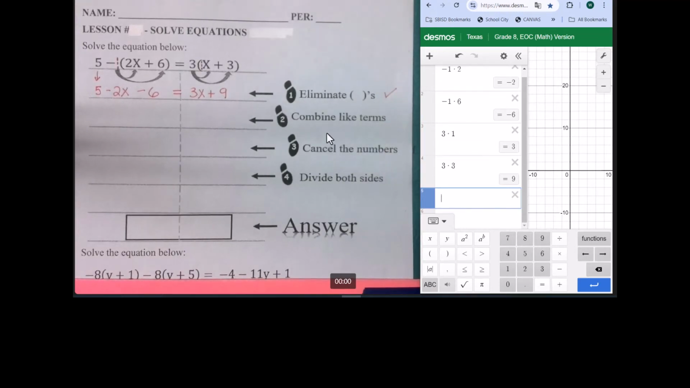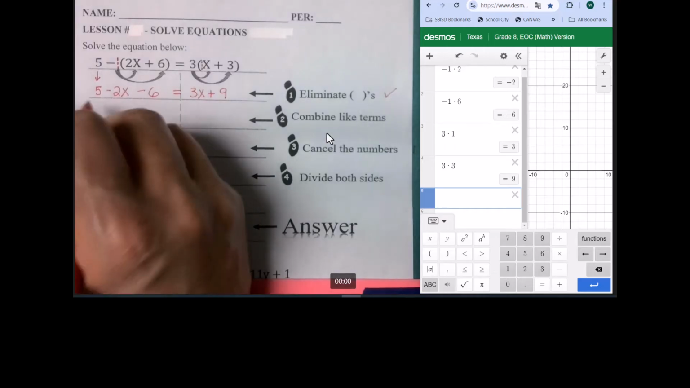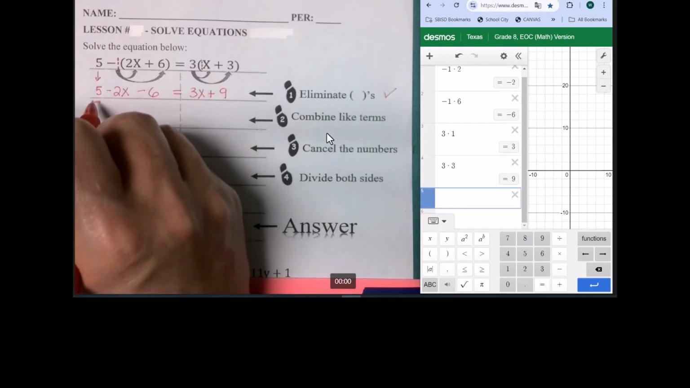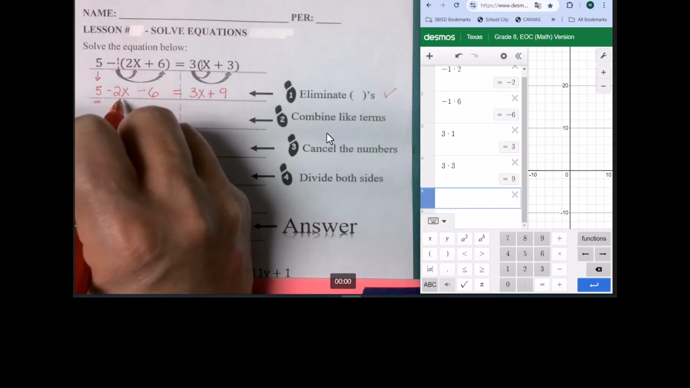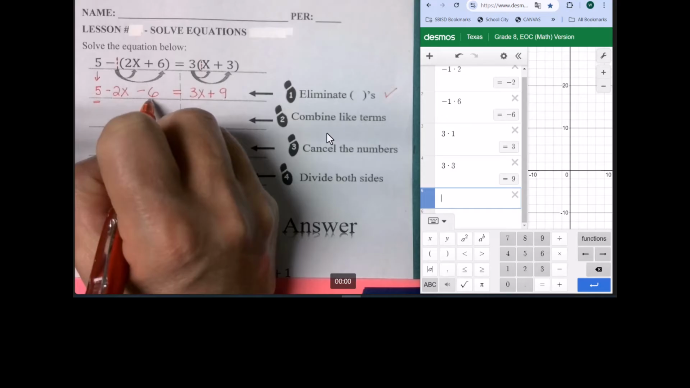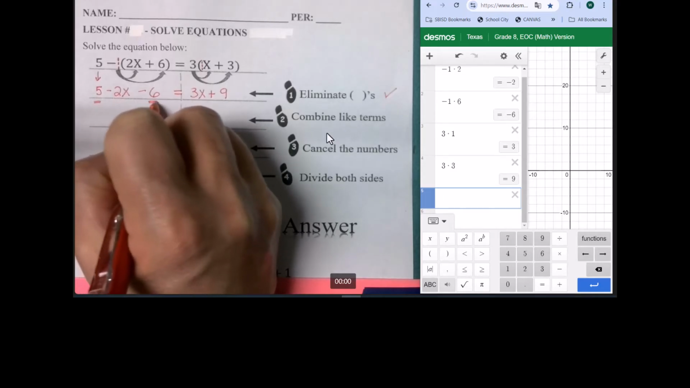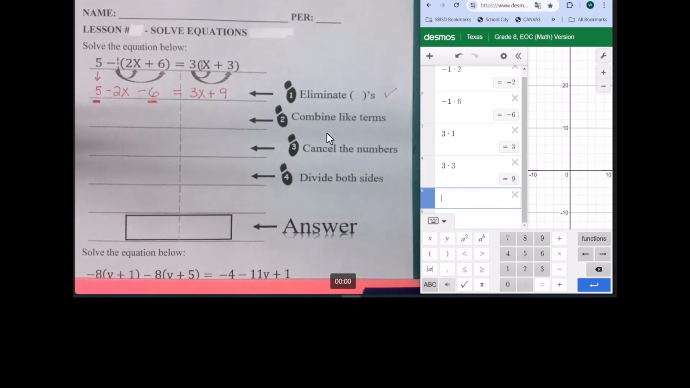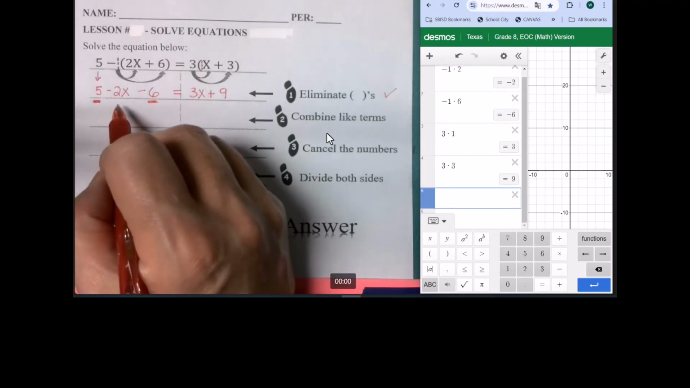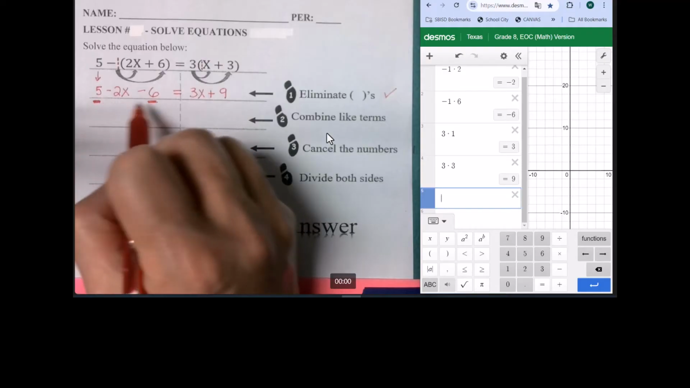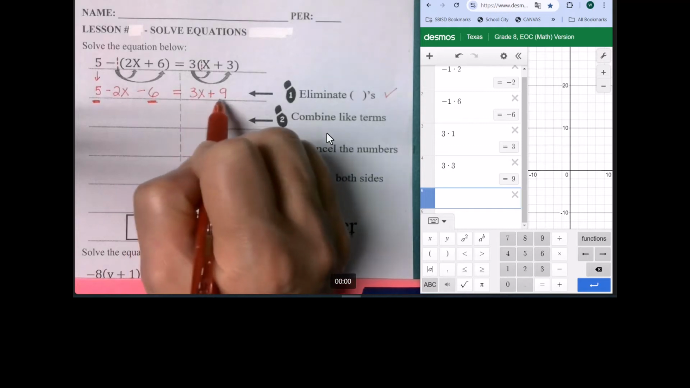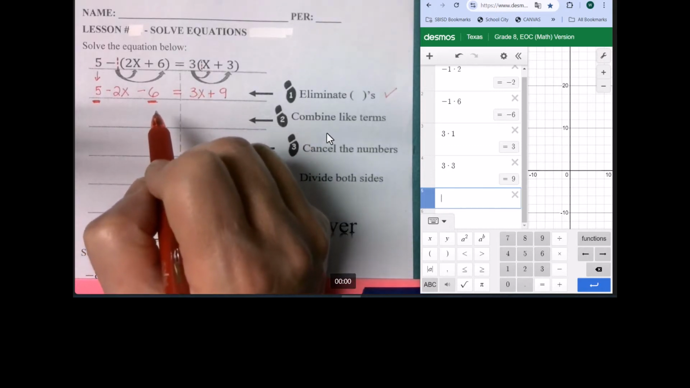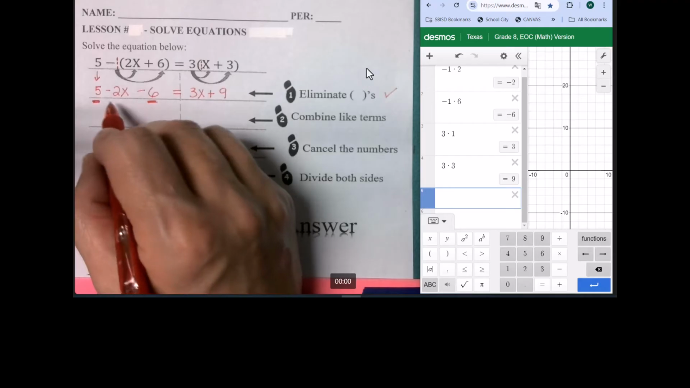Next step is to combine like terms. What does it mean, combine like terms? If you notice, 5 is not like 2x because 5 does not have x and 2 has an x next to it. 6 does not have an x, so we say that 6 and 5 are like terms because they both don't have the letter x next to it. So that means I can combine these two together because they are like terms. On the other side, there's no like terms, so the only like terms I have is 5 and 6. So let's go ahead and combine that.